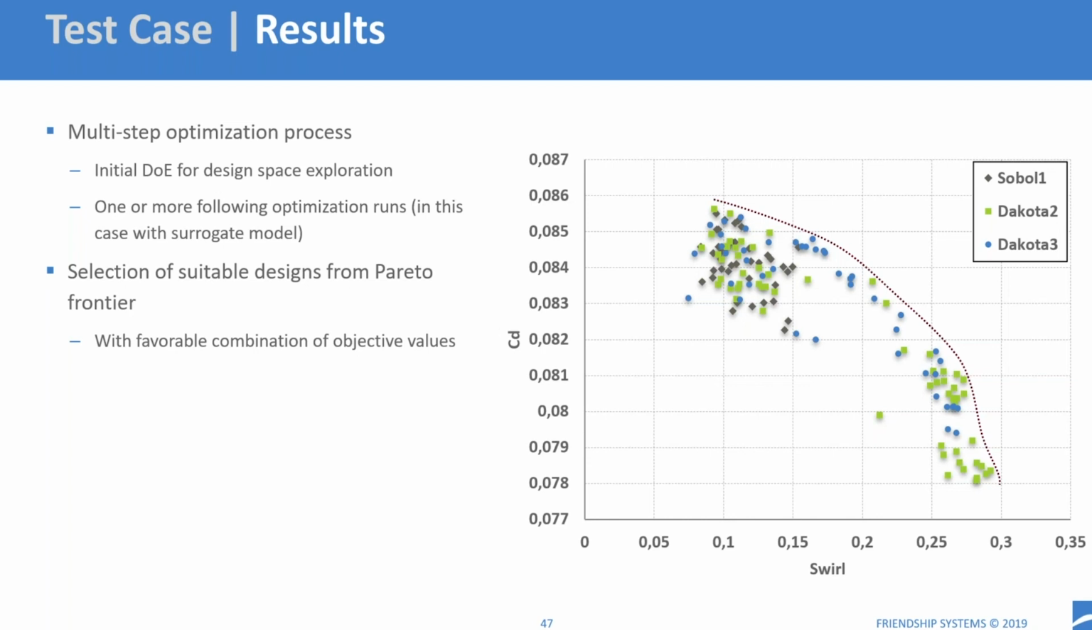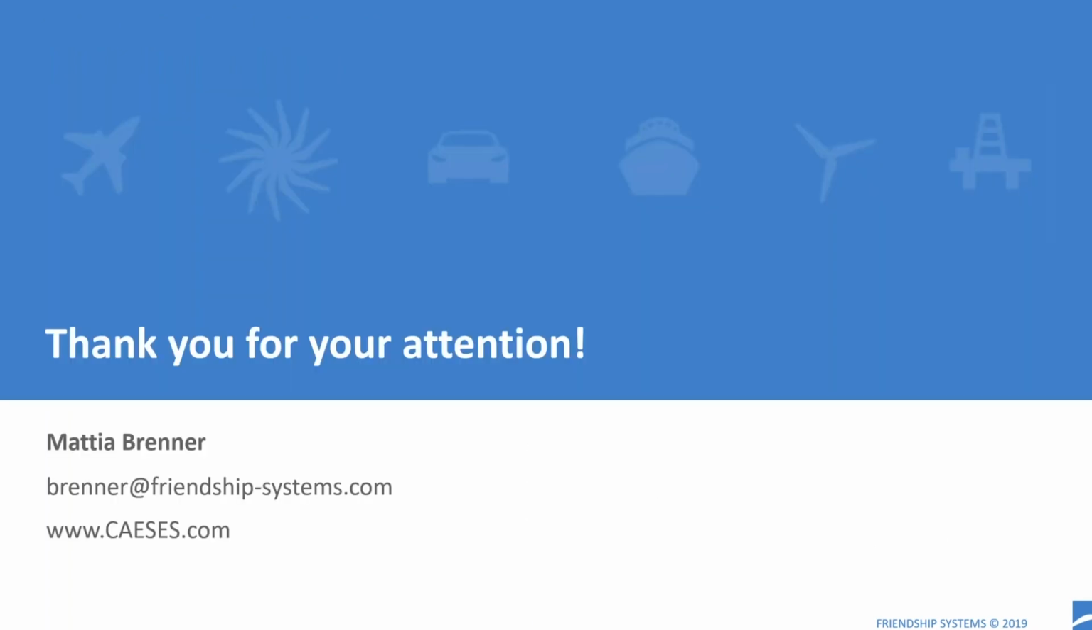And that will give you some view on the results in the end, like this Pareto frontier here, where we have plotted swirl against the discharge coefficient of the port, and this allows at the end to select suitable designs from this Pareto frontier that have a favorable combination of the different objective values that we're interested in, and based on the weighting that is assigned to the different objectives, different designs can be selected along this Pareto frontier. Yeah, this was a view of the complete process.